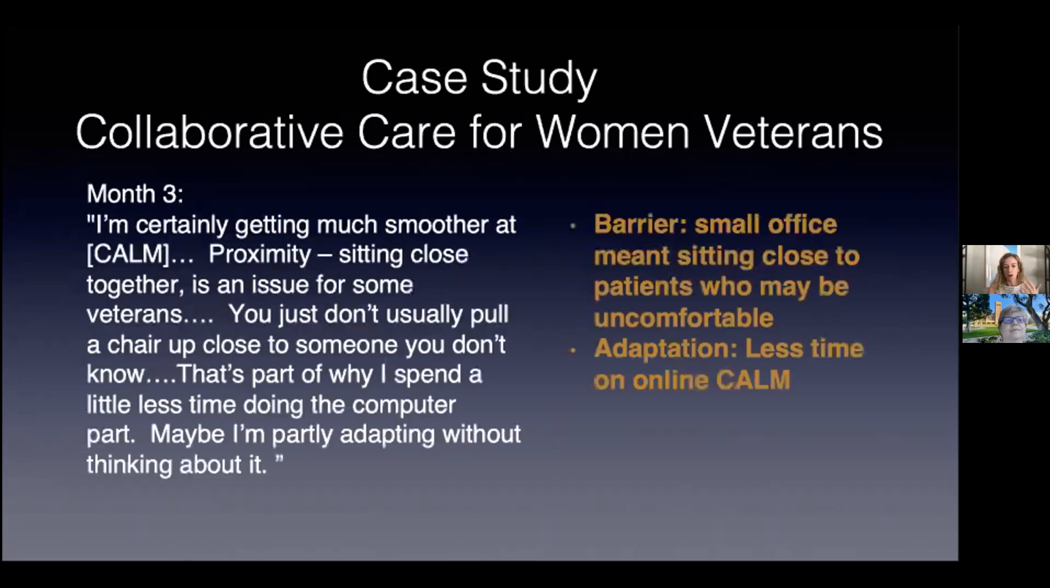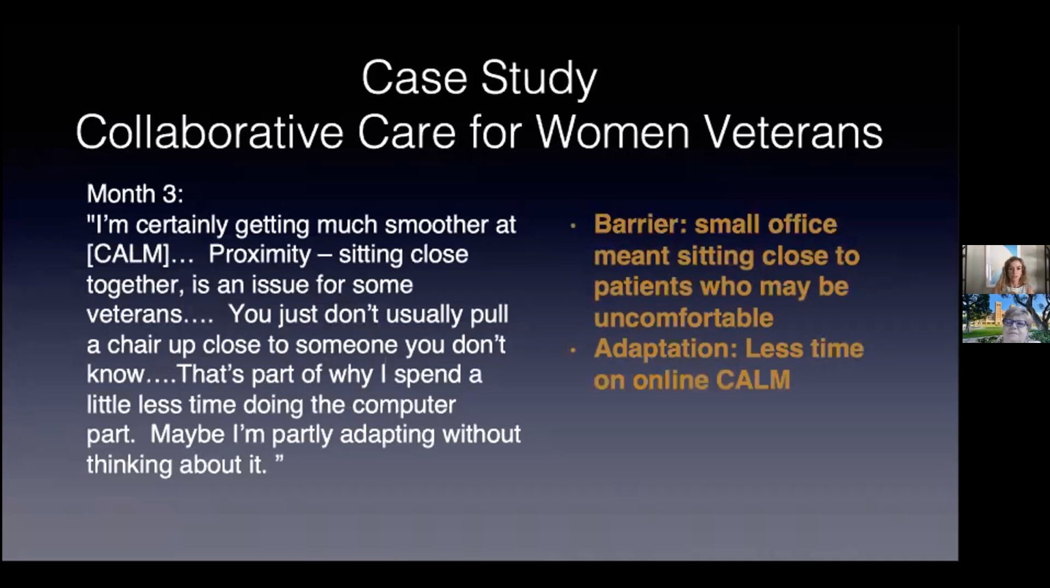But learning is hard, right? So challenges come up. By month 3, she was talking about, you know, I'm certainly getting much smoother at CALM. Proximity, sitting close together, is an issue for some veterans. You don't usually just pull up a chair close to someone you don't know. So that's part of why I spend a little less time doing the computer part. Maybe I'm partly adapting without thinking about it.